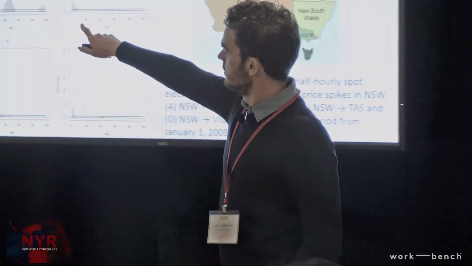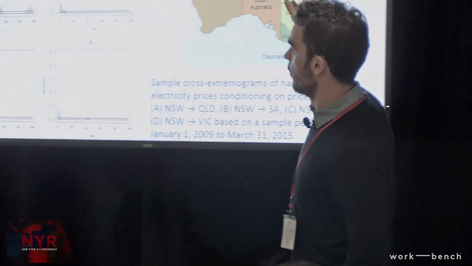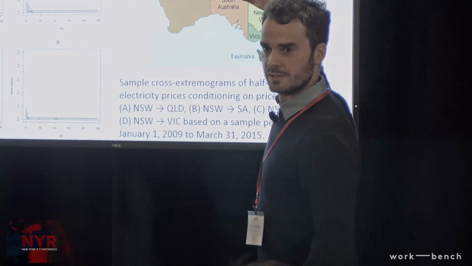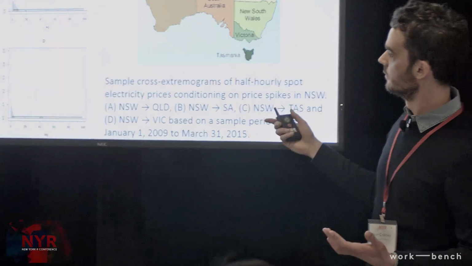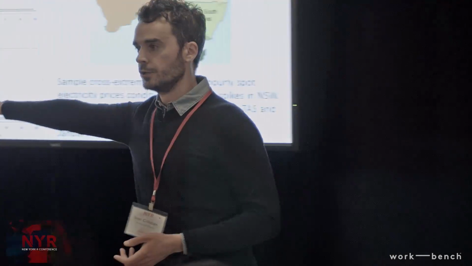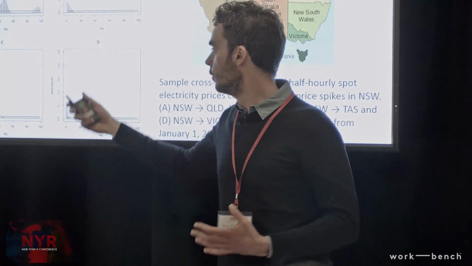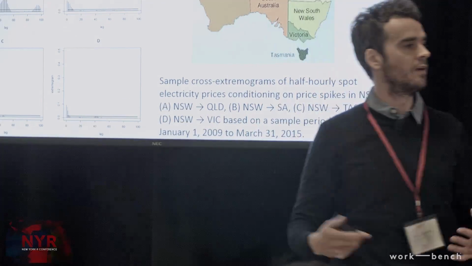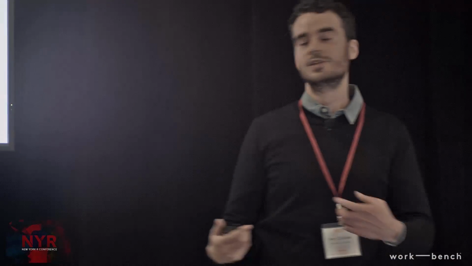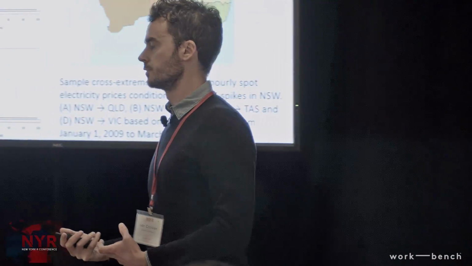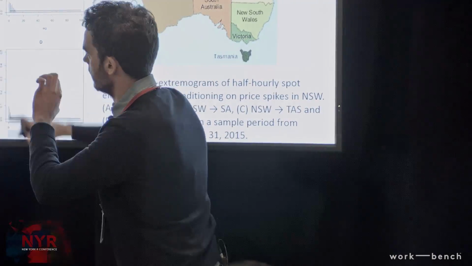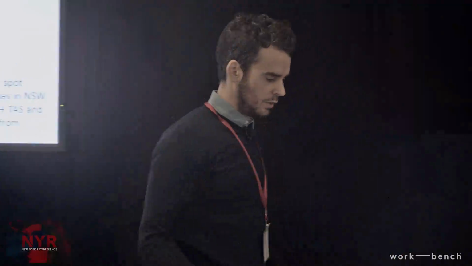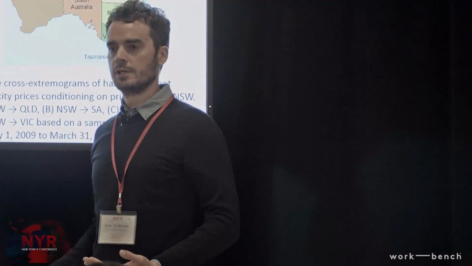You can see that there's a lot of persistence between New South Wales and Queensland because there's a connector between these two. They can trade off one another. Between New South Wales and Tasmania, you can see that there's no extreme value. What happens in the Tasmania market is not affected by prices in New South Wales because there's no interconnector between these two regions. You may ask, what are these little confidence bands? These are empirical confidence bands based on a permutation procedure. If values are outside these bands, they're deemed significant.